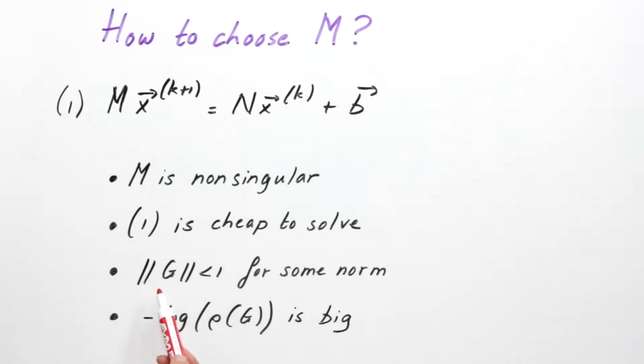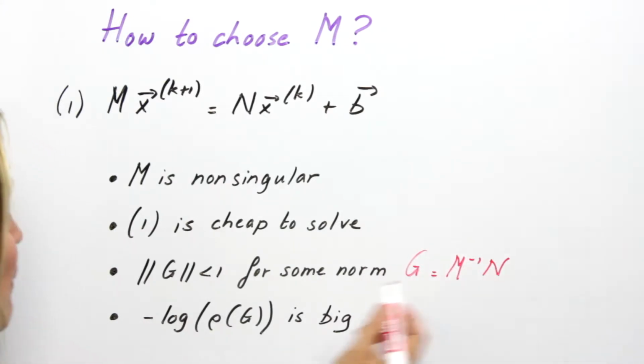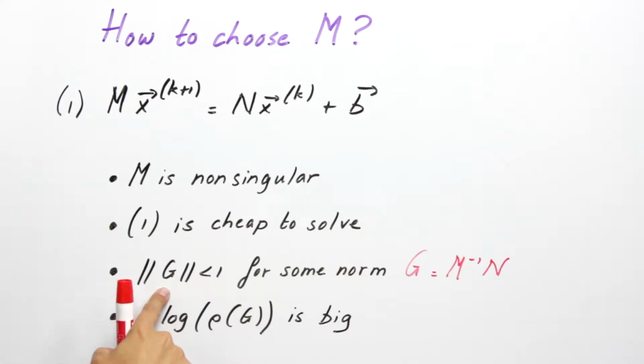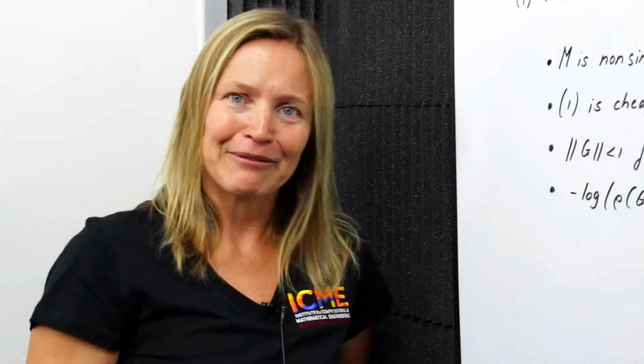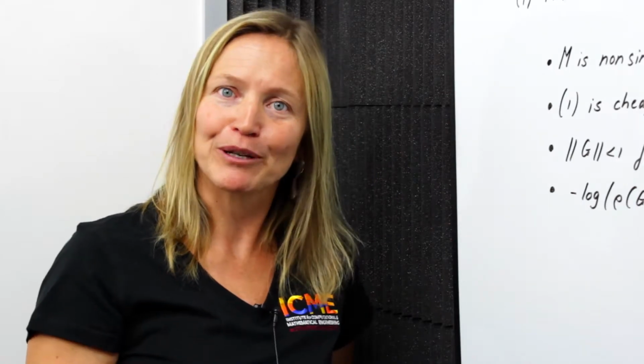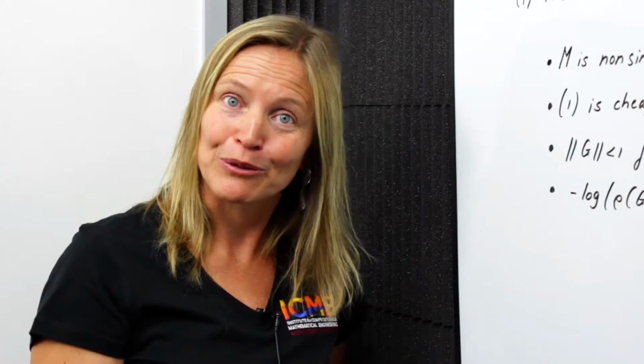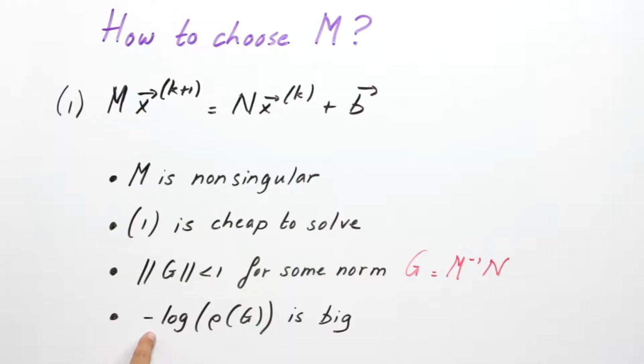And convergence is controlled by the amplification matrix G. And remember that G is equal to M inverse N. And what we want is that for some norm of G, the norm is smaller than 1. Now the other thing that we'd like is not just that we converge, but also that we can converge as fast as possible. In other words, we want the rate of convergence to be as big as possible. And this rate of convergence is given by minus log 10 of the spectral radius of G. And the spectral radius is the largest eigenvalue of G in absolute value.